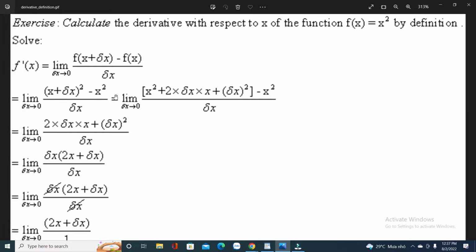Okay, now we're gonna expand this square, x plus delta x squared. We get x squared plus 2 delta x times x plus delta x squared, minus x squared, and divided by delta x, and still we're gonna take the limit as delta x goes to 0.